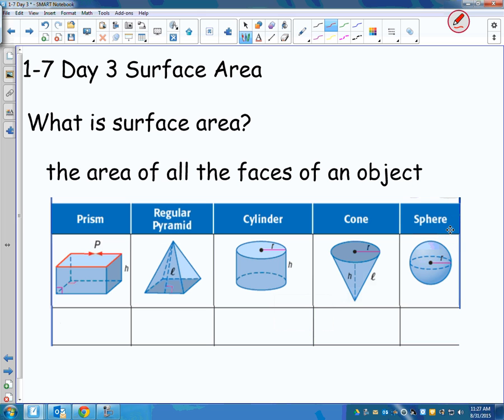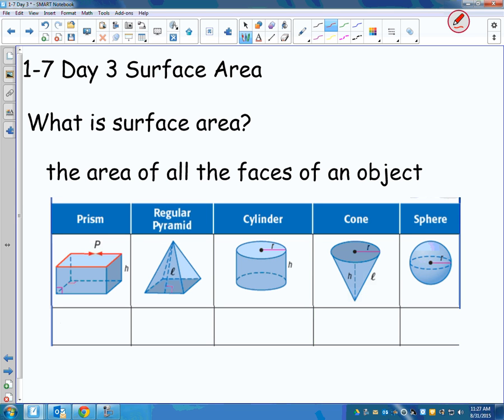So Friday we talked about volume. Volume is how much space you can put inside an object. What does surface area mean? Do you know? Area. Area of all the sides. Yeah, it's just the area of all the faces.